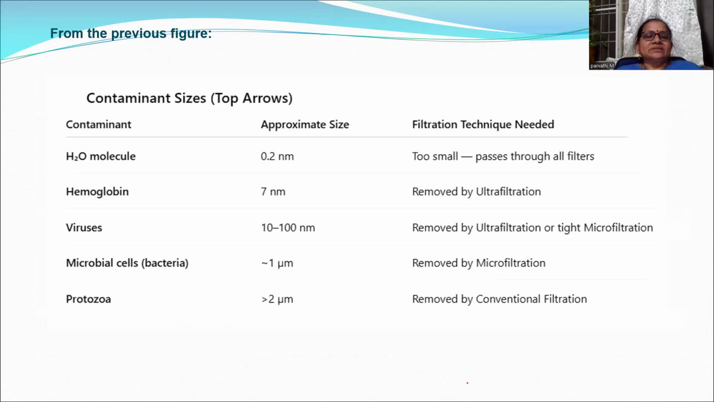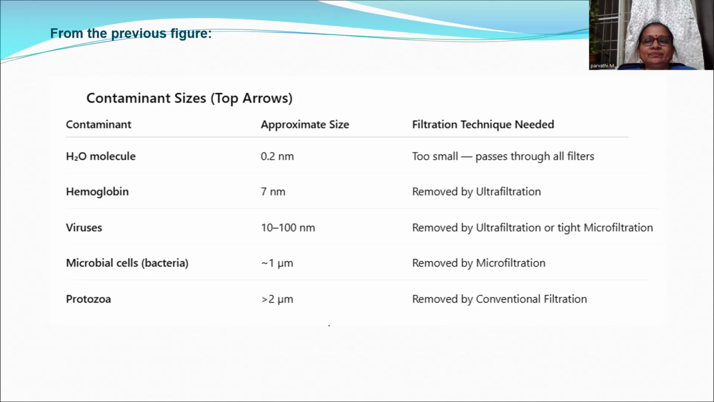Similarly, contaminant size, the top arrows, is just what we have seen in the previous slide. If we start from the smallest particle, the H2O molecule, it is too small and cannot be easily stopped by normal filtration. That means it is very hard to filter such a small molecule as H2O. It generally passes through all, because the available filtration methods cannot stop such tiny particles, so we need to identify very different filtration methods for that.